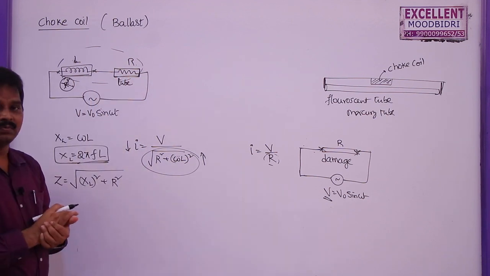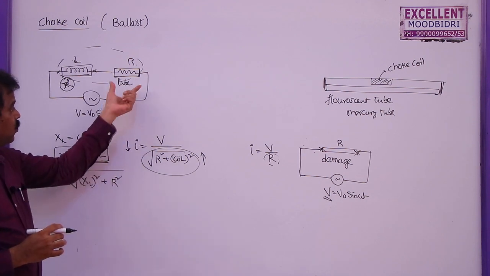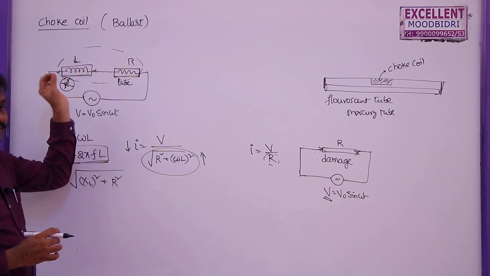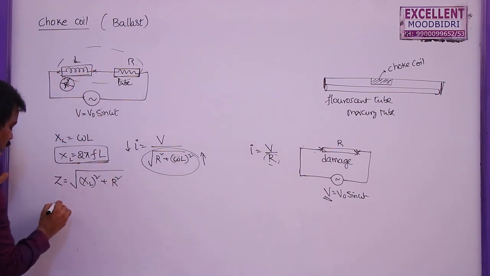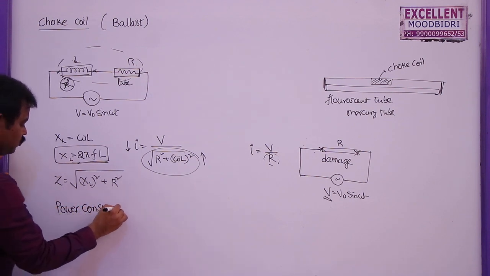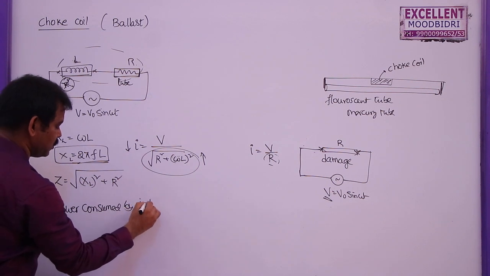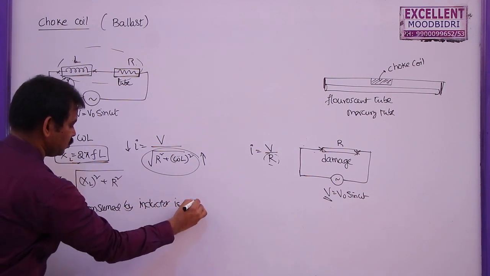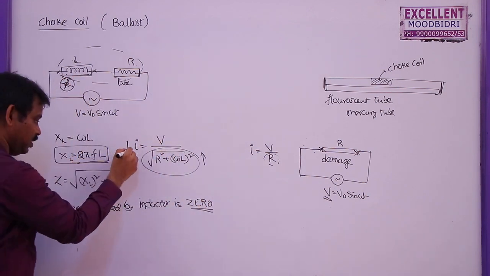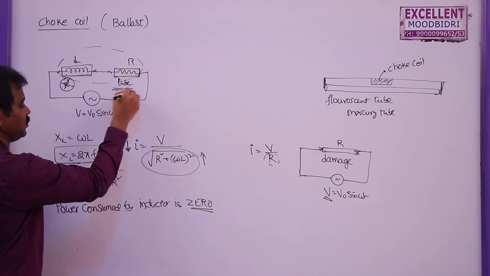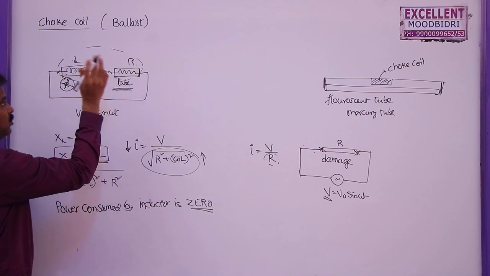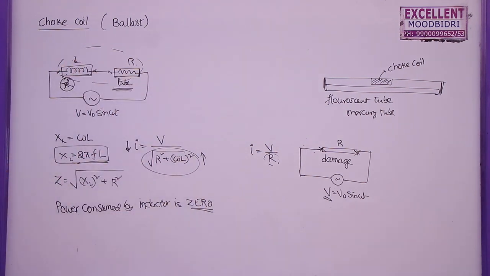Here our main aim is to give the complete power to the bulb, and no power should be consumed by this one. That's why, as we know, power consumed by an inductor is 0. So if you use this, the current will decrease and the power consumed by the tube light remains as it is. That's why we need to compulsorily use a choke coil in series with a tube light.